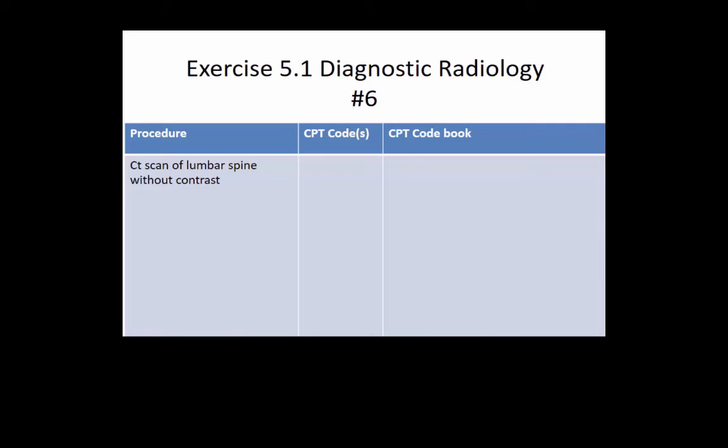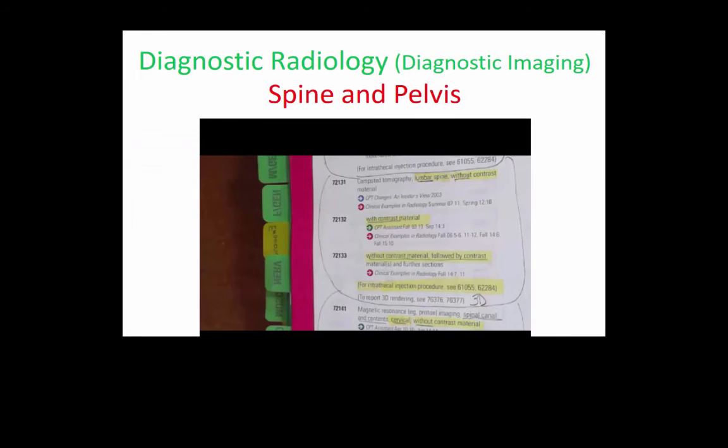Next example, the CAT scan of the lumbar spine without contrast. And there is your code. There's a screenshot of your code book showing you the code family and the different descriptors. This is one that does show you without contrast, with contrast, and then without followed by with contrast.